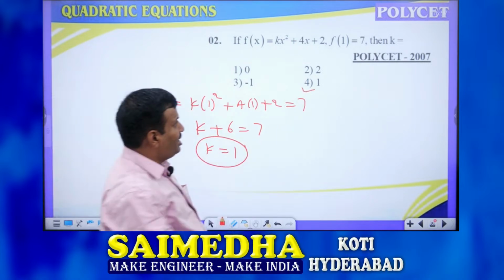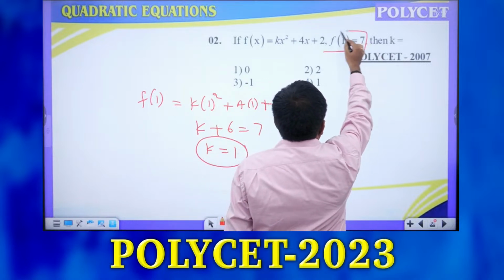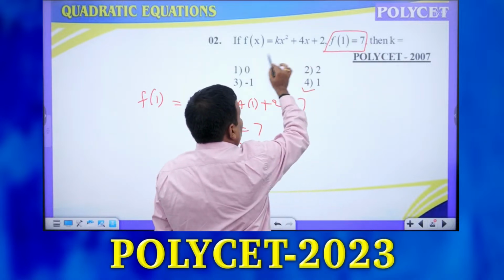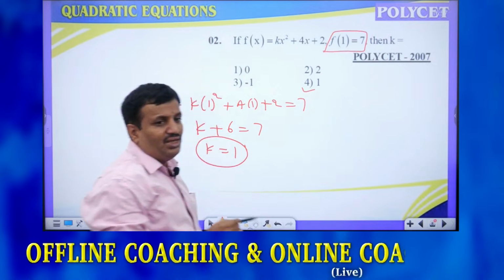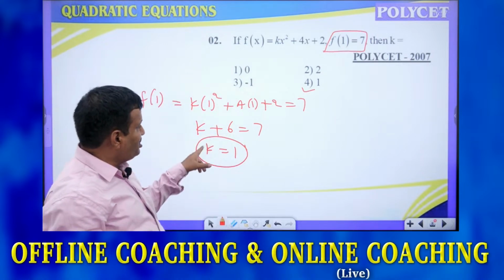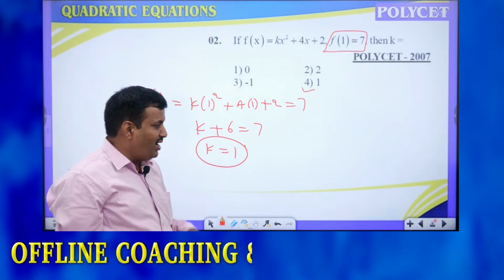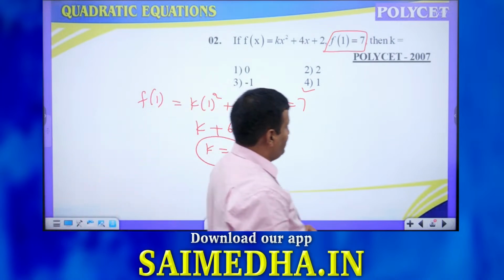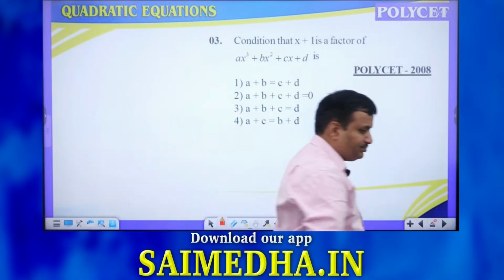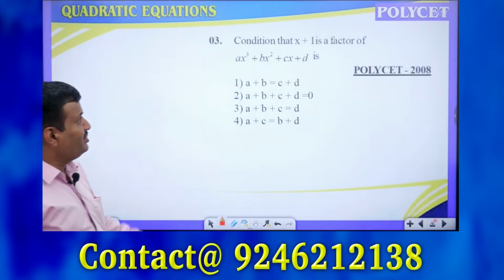జాగ్రత్తగా అబ్జర్వ్ చేయండి. ఇక్కడ f of 1 equal to 7 అని ఇచ్చాడు మనకి. ఈ f of x బదులు ఏం చేయాలి? మనం 1 పెట్టాలి. Substitute x is equals to 1 equal to 7. That gives the k value 1 is the correct answer. Yeah, coming to next one.